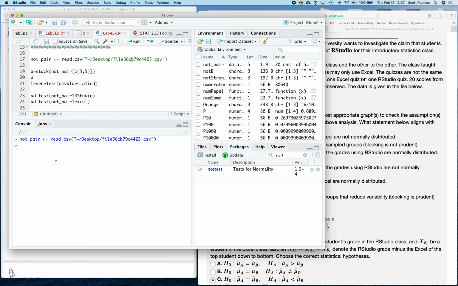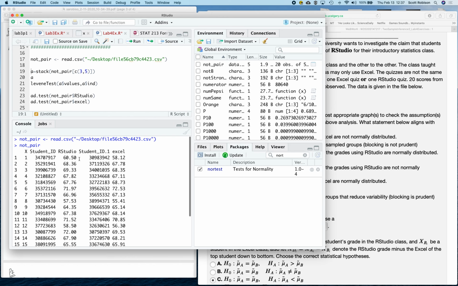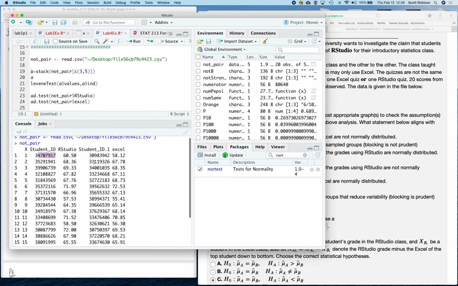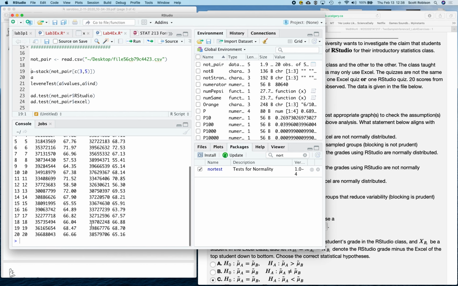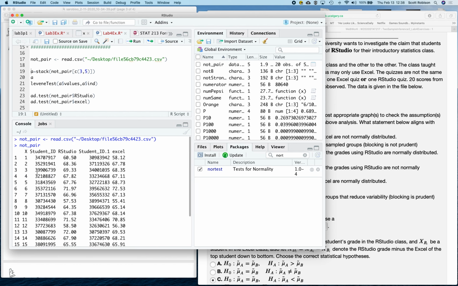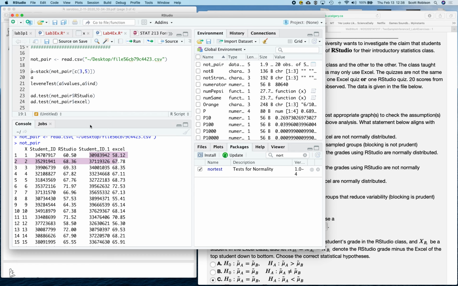Here, let me just have a look at what it looks like. I've got here the student ID and their test in RStudio, and the student ID and their test in Excel. So what you can see here is this student ID does not match any of the student IDs in the other group. Okay, even though they have the same number of students, both classes have 20 students, they are not the same student in one group or the other.